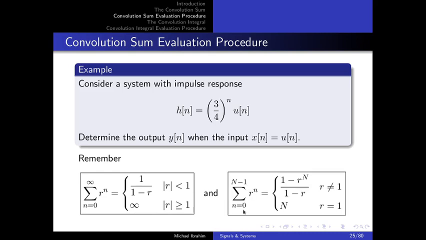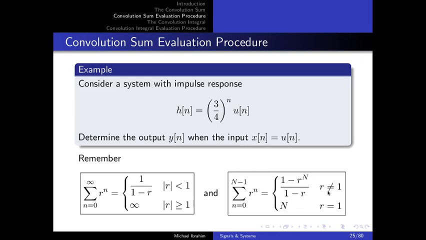The other summation that's very important is r to the power n also, but from 0 to N minus 1. This is up to infinity, but here it's up to N minus 1. And this summation will have two forms. If r is equal to 1, then we have r to the power 0 plus r, which is 1 plus 1 plus 1 plus 1. This will give us N terms. N times 1 is N.